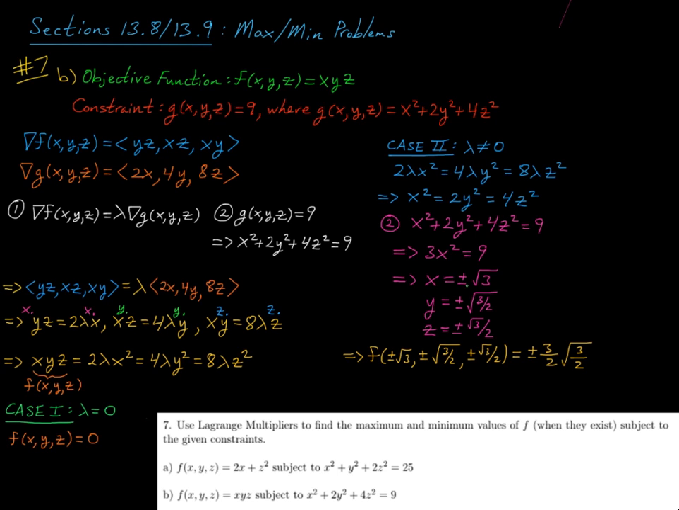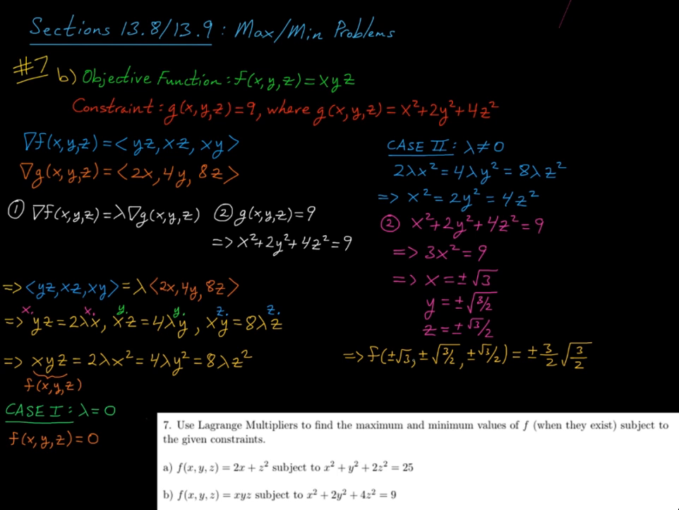Solve for x, you get plus or minus root 3. Now I can go ahead and find y. How? Well, use the fact that x squared and 2y squared are the same. And since x is plus or minus root 3, that implies y is plus or minus root 3 over 2. And then lastly, to find z, use the fact that x squared and 4z squared are the same. So z is plus or minus the square root of 3 divided by 2.